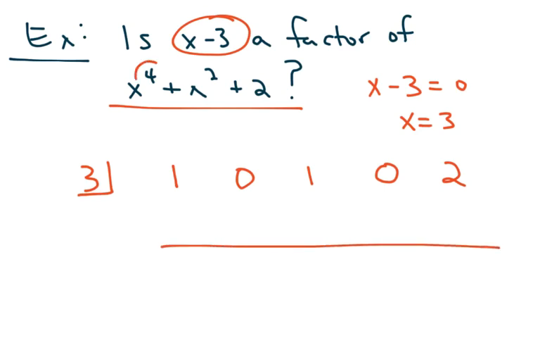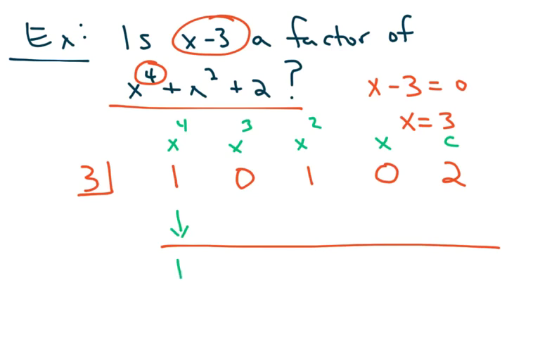Whatever the biggest exponent is, the number of coefficients you have should be one more. So x to the 4th should result in 5 numbers. So to help you out, this was x to the 4th, x cubed, x squared, x to the 1st, and that's my constant. Notice there was no x to the 3rd or x to the 1st. We put zeros in their place.